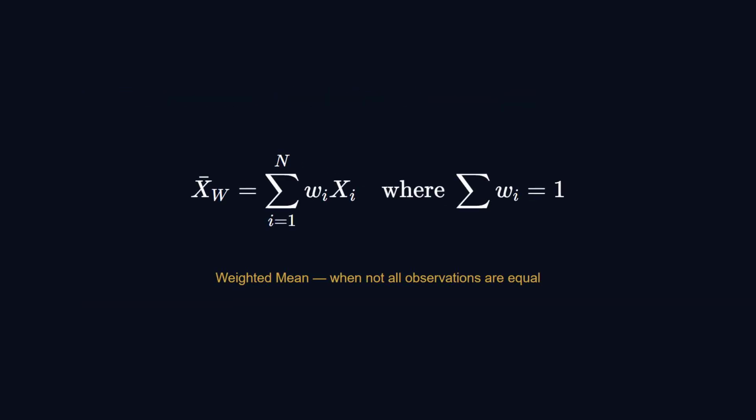The weighted mean. Sometimes, not all observations are equally important. The weighted mean equals the sum of each weight times its corresponding value. The weights must add up to 1 or 100%. You use this constantly in finance. A portfolio return is a weighted mean.